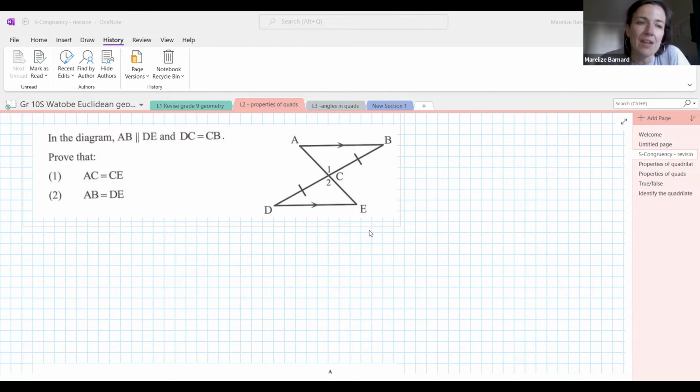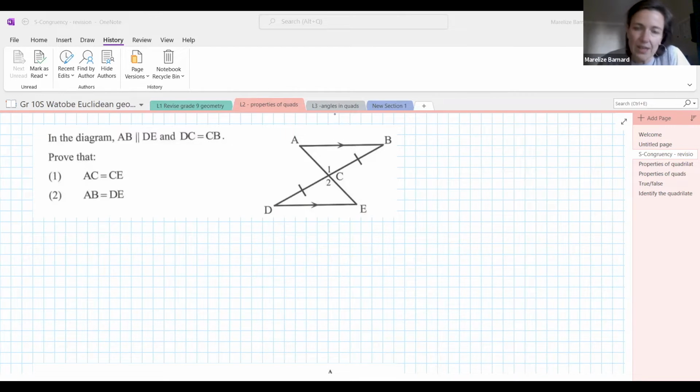Okay, so we have in the diagram AB parallel to DE and DC equal to CB. So we have to prove that AC is equal to CE and AB is equal to DE. If you are asked to prove that lines and things are equal, congruency is your best friend. Because if you can prove two triangles are congruent, it means that they are exactly the same in every way. So we're going to start, and if you don't know where to start, always start with what is given.